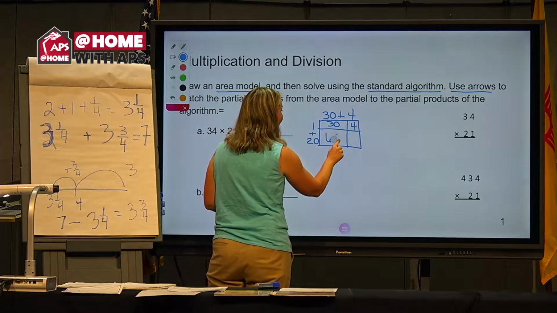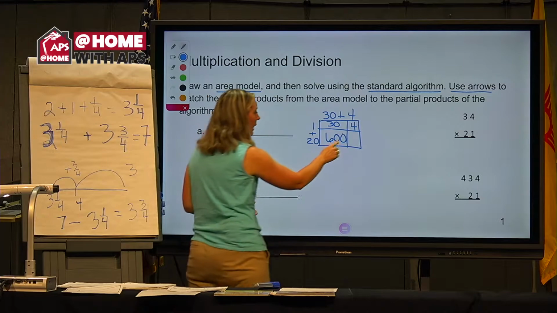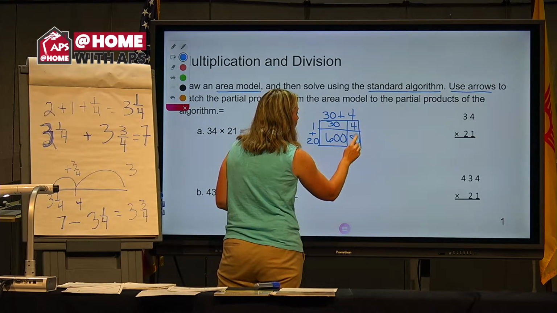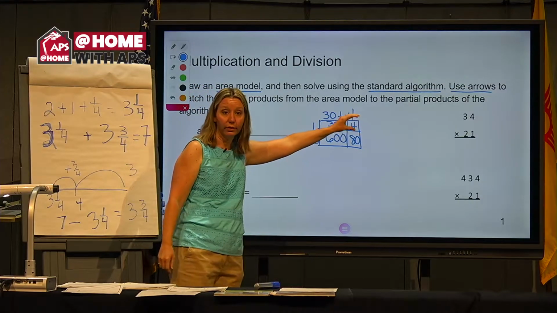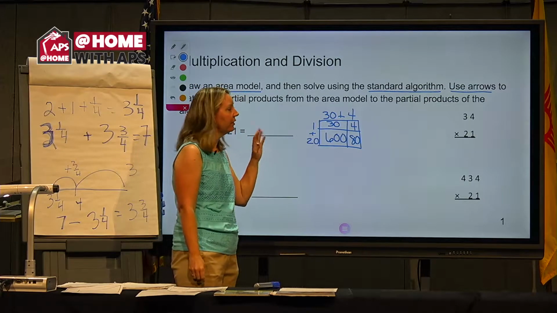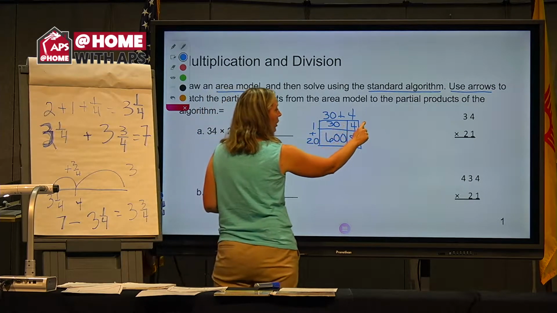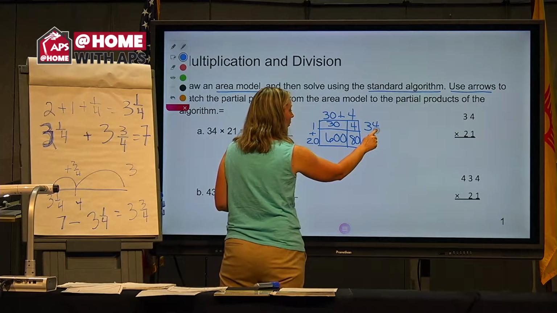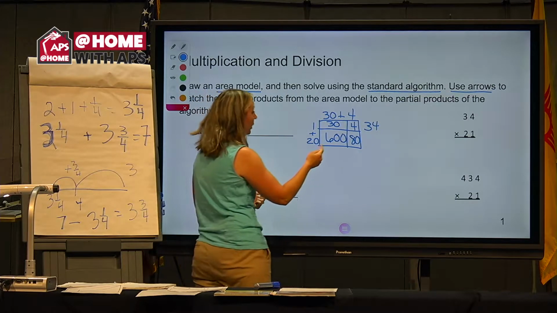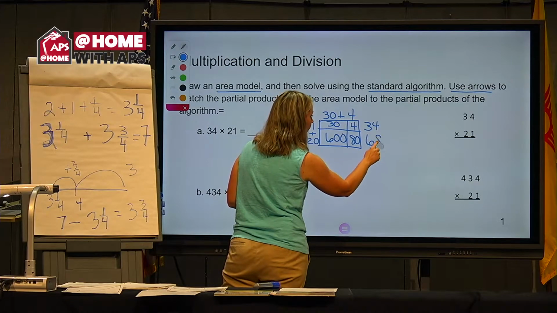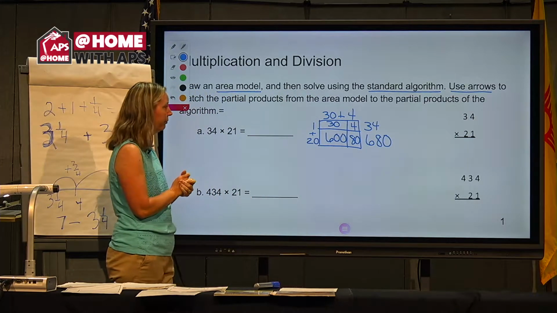600. And then what is 20 multiplied by 4? 80. All right, really fast, I'm going to add a cross in my area model, just because that will help us with our standard algorithm. So 30 plus 4 is 34, and 600 plus 80 is 680. All right, there is our area model for our first equation.